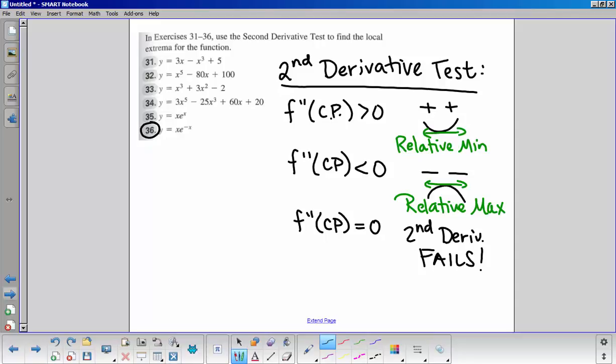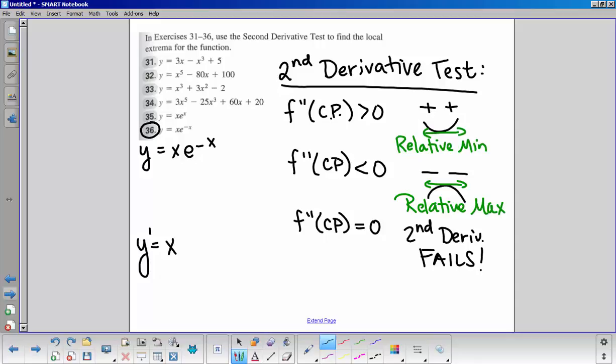Okay? And then you have to go back to the first derivative test, which is no big deal. Which is what we've been doing all this time, right? The slope on the left, the slope on the right, is it a max or a min. That's the first derivative test. All right, so let's find the derivative here for 36, which is y equals x e to the negative x.